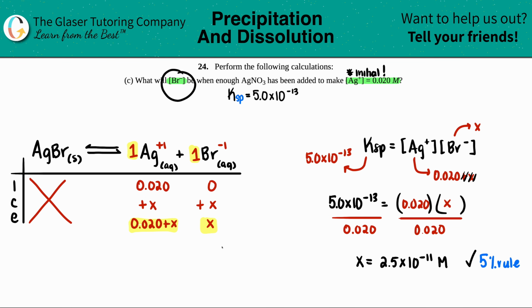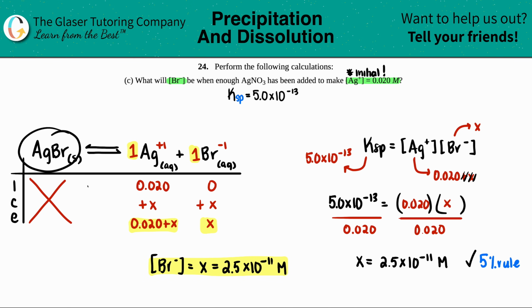Now they just wanted to know what that bromine ion concentration was. So I just have to go back to the equilibrium line. Br minus was just x. So it's literally just this number, 2.5 times 10 to the negative 11th molarity. So basically, since this is such a small number, that means that not a lot of the AgBr dissociated, or broke down to produce that ion, mainly because you have so much Ag already in solution that the breakdown is not really going to be that much.